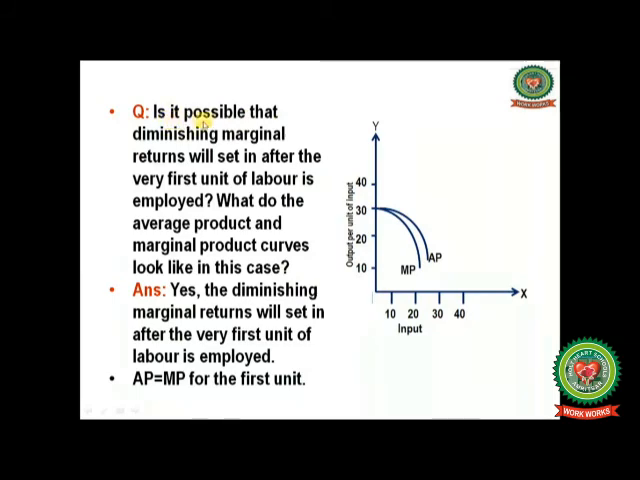Our next question: is it possible that diminishing marginal returns will set in after the very first unit of labor is employed? What do the average product and marginal product curves look like in this case? The answer is yes, diminishing marginal returns can set in after the first unit of labor. As you can see here, AP equals MP for the first unit, and after that AP is above the MP curve. This is the second stage, you can see.